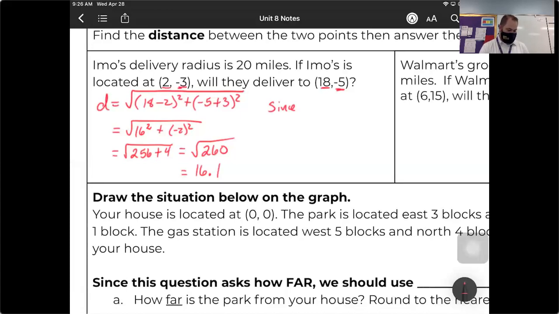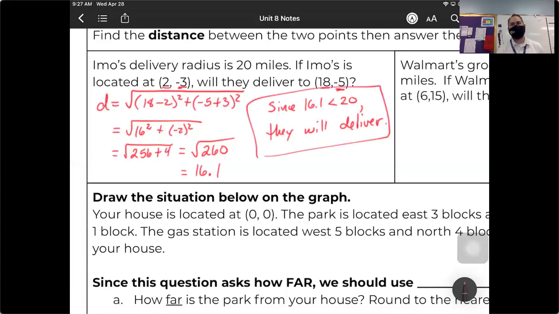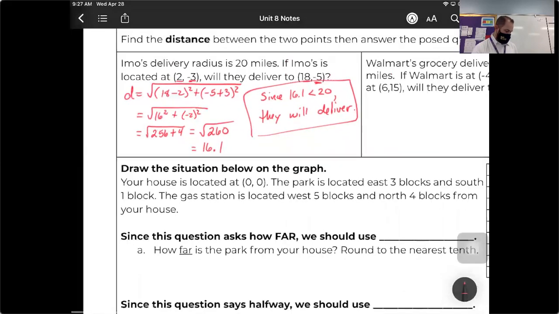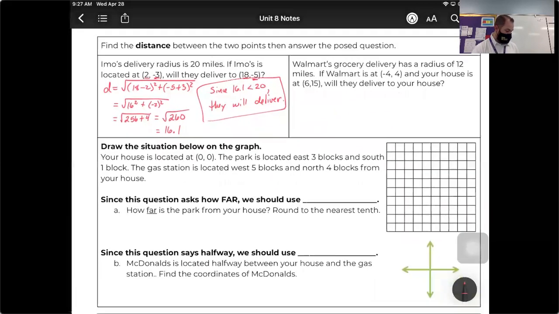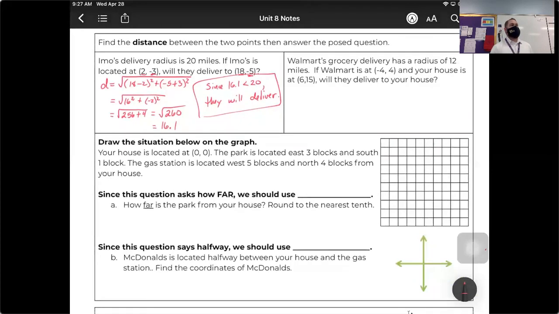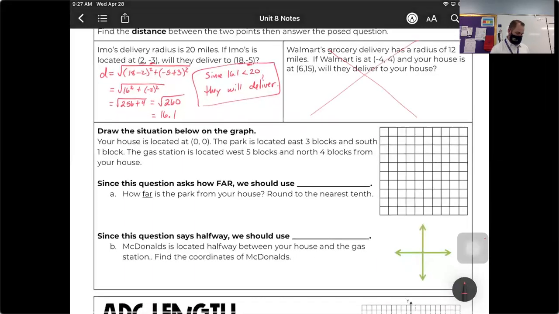So someone said no. Since 16.1 is less than 20, they will deliver. Now, if you're doing this one on your own, most of the time you're just going to write a yes or no answer, but I want to see the work to back it up. Okay? That next one, we're going to skip that one. It works out the same way, just using different points. Okay, we're going to skip past that.